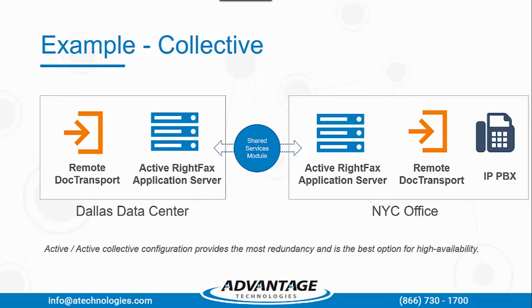On the right in the New York City office, you have the active RightFax application server, also active, your remote DocTransport, and your IP PBX. So in this case, you would actually have the remote DocTransport in New York City talking to the IP PBX, and the one in Dallas can, through the WAN, talk to it, or if you had an IP PBX or maybe a SIP provider, you can also talk to it directly through Dallas for redundancy. It's really up to you.